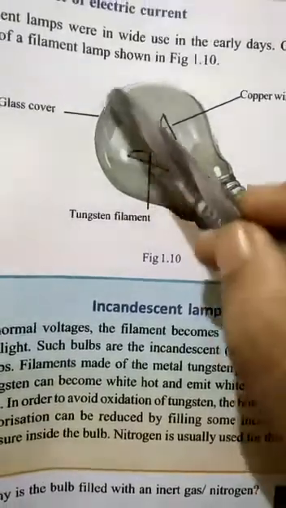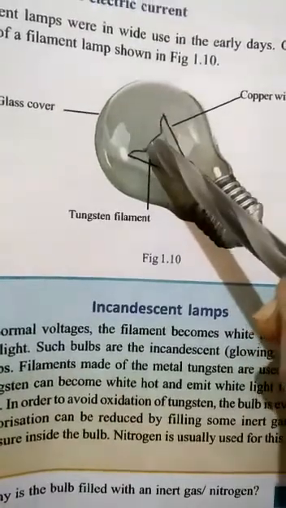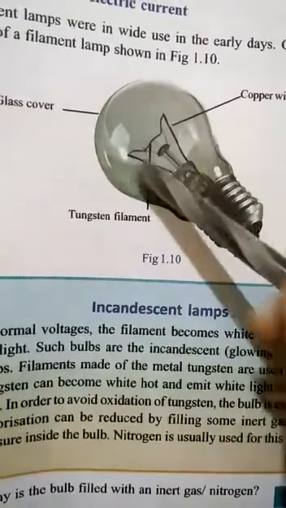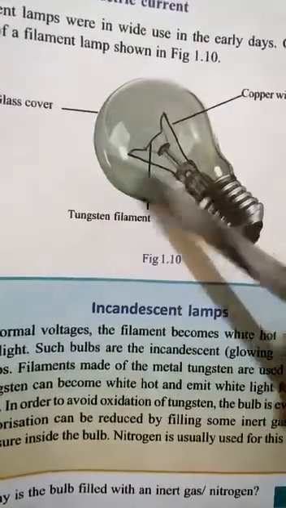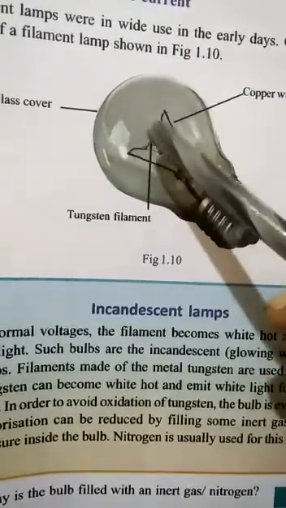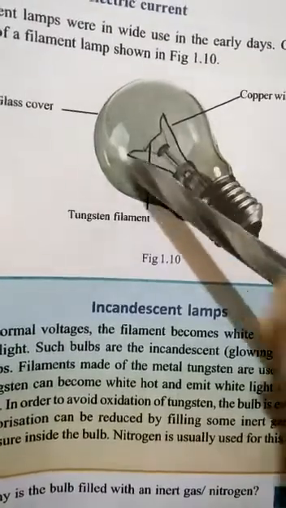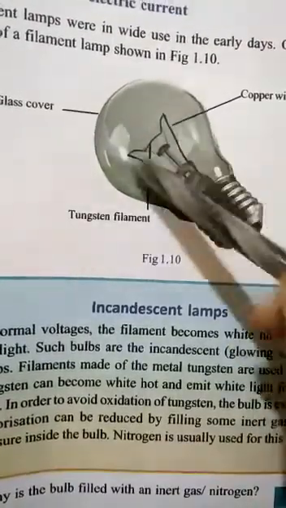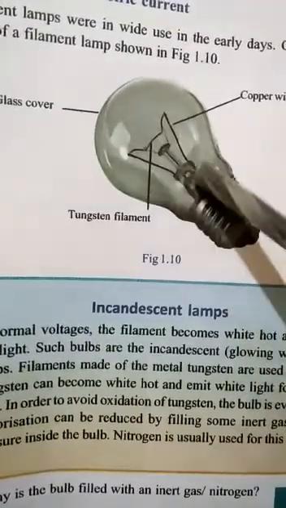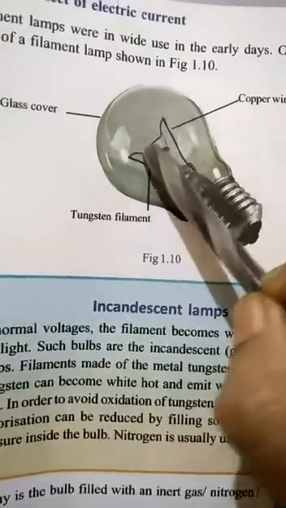So, if air is present inside this bulb, this tungsten filament will react with the oxygen inside the bulb. Oxidization usually means burning. To avoid the burning or oxidation of the filament, the air is removed from the bulb. It is evacuated to reduce the oxidization of the filament.